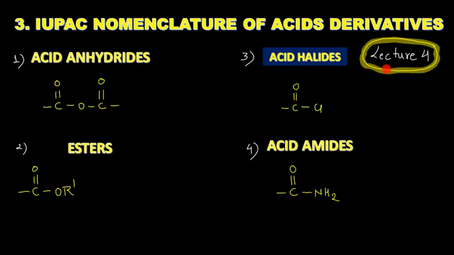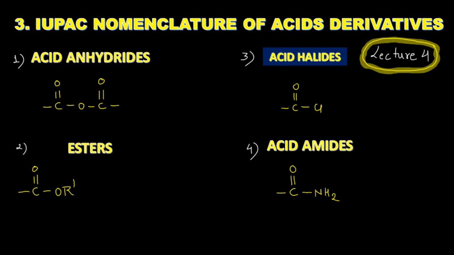So guys, this is my lecture number 4 on the IUPAC nomenclature of organic compounds. In the earlier 3 lectures, I have covered all the basic rules which are generally used to give a particular name, especially the IUPAC name, to the organic compound, and I have covered in-depth knowledge about the IUPAC nomenclature of alkanes, alkenes, alkynes. And in my lecture number 3, I explained the nomenclature of carboxylic acids.